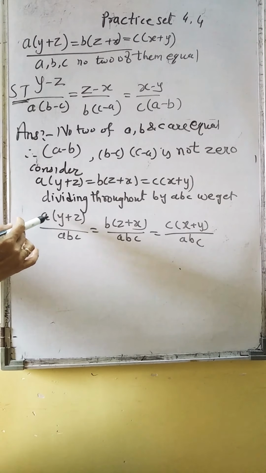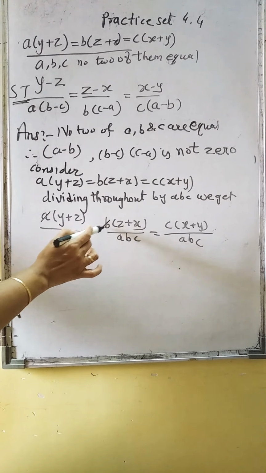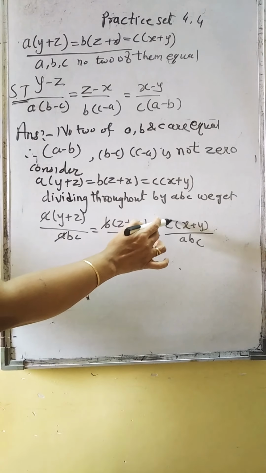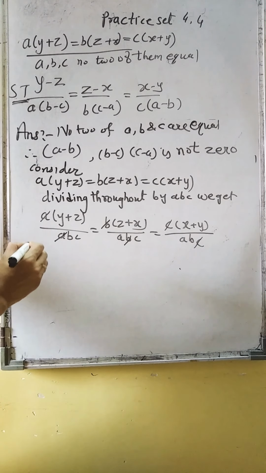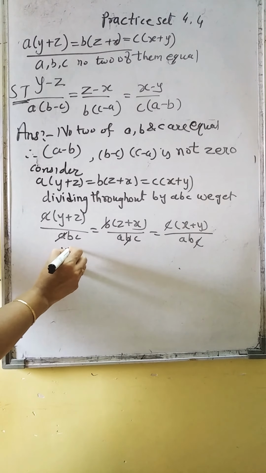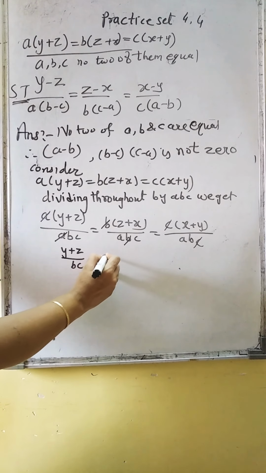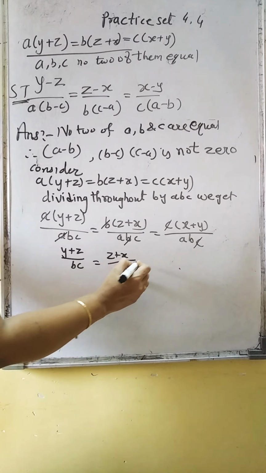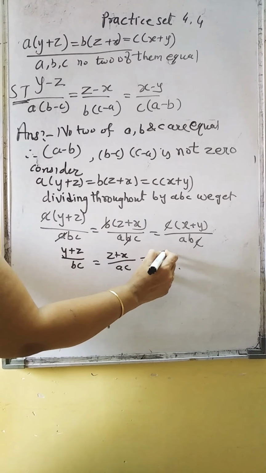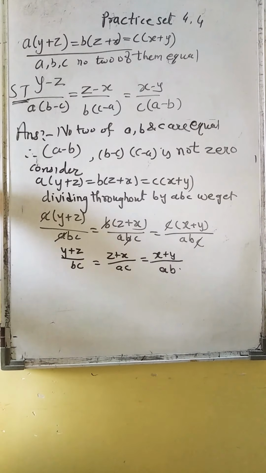Now in the numerator, whichever alphabet is there, that will get cancelled. Here a cancelled. Here we see that b got cancelled, and here we see that c got cancelled. Right? So what will you have? You will have y plus z upon b into c. You will have z plus x upon a into c. And here you will have x plus y upon a into b. Is this much part clear to you?